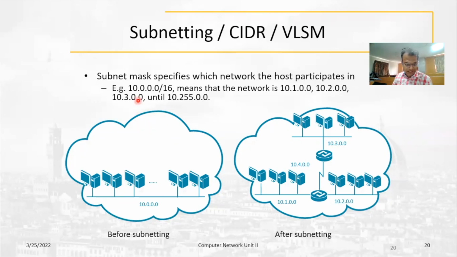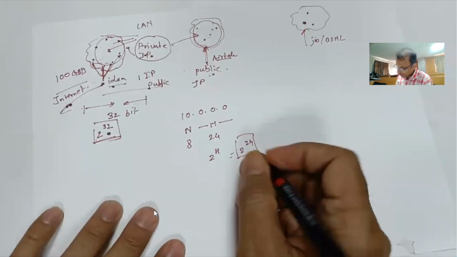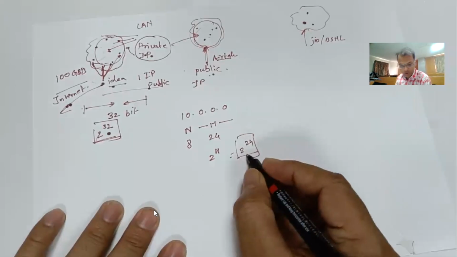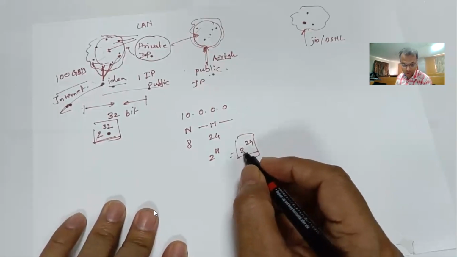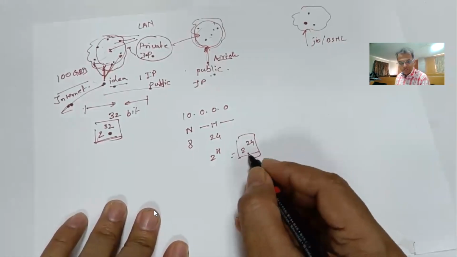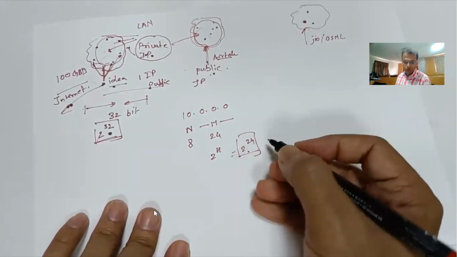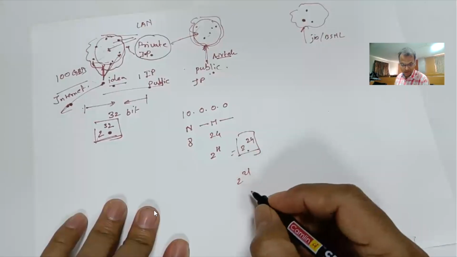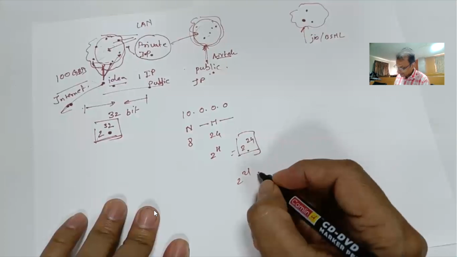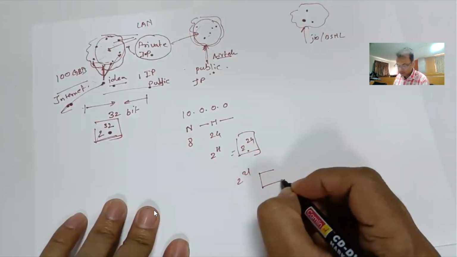So here the concept is, let's say we have one network. Now consider how many machines you can have in one network. That is 2 raised to 24 approximately. But what if I don't need 2 raised to 24? I need only 2 raised to 21 IP addresses. What will happen is the rest of the IP addresses are wasted.